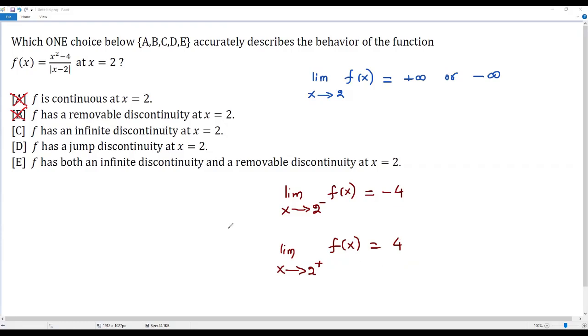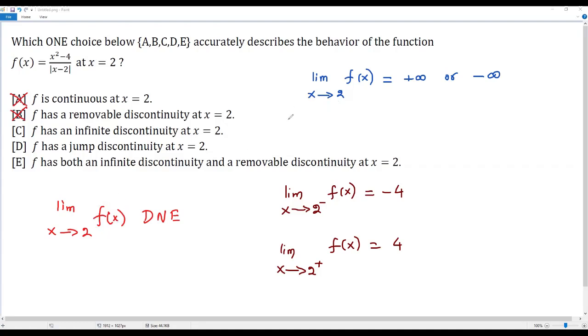So whenever the left side limit and right side limit at x equals 2 are not equal, then we have to say that the ordinary limit or double-sided limit, that is, the limit as x tends to 2 of f of x, does not exist. That means when x approaches 2, the value of f of x does not exist.